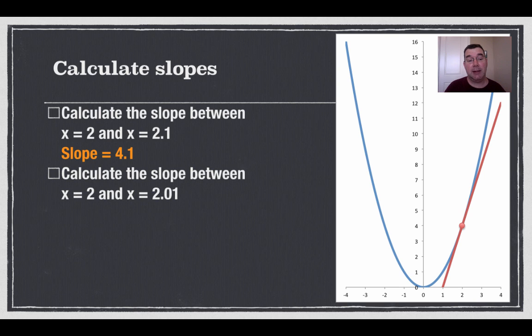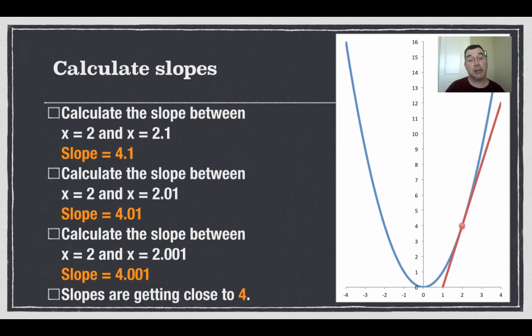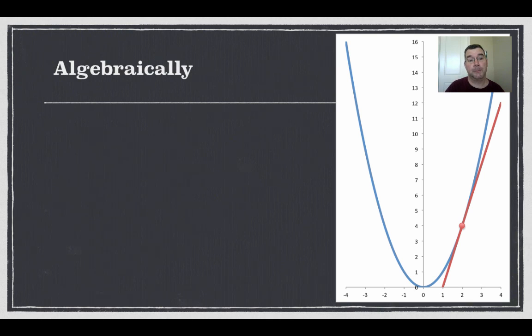I could do the same thing between x equals 2 and x equals 2.01. Figure out the y values, subtract them on top, subtract the x values on the bottom, and I would get a slope of 4.01. And if I do the same thing between x equals 2 and x equals 2.001, then I would get a slope of 4.001. So you can kind of see the pattern: as the second number gets closer and closer to 2, these slopes are getting closer and closer to 4. So I could probably guess that the slope of that red line that I've drawn that passes through x equals 2 would have a slope of 4.